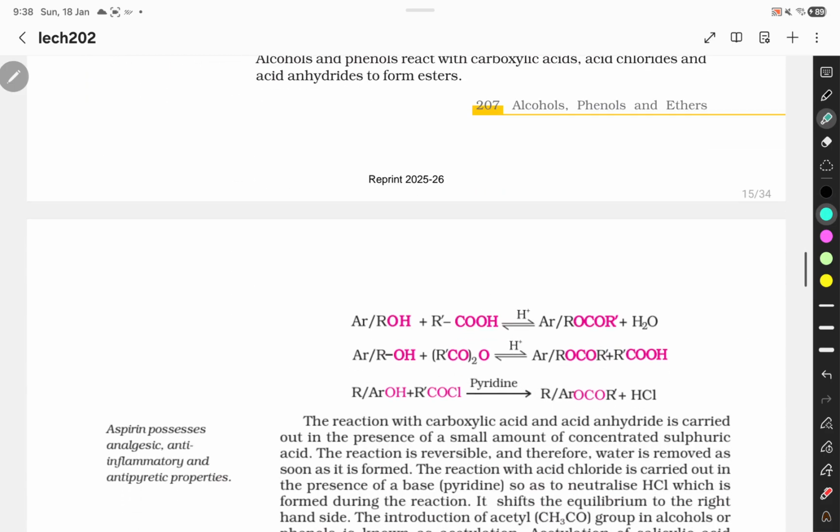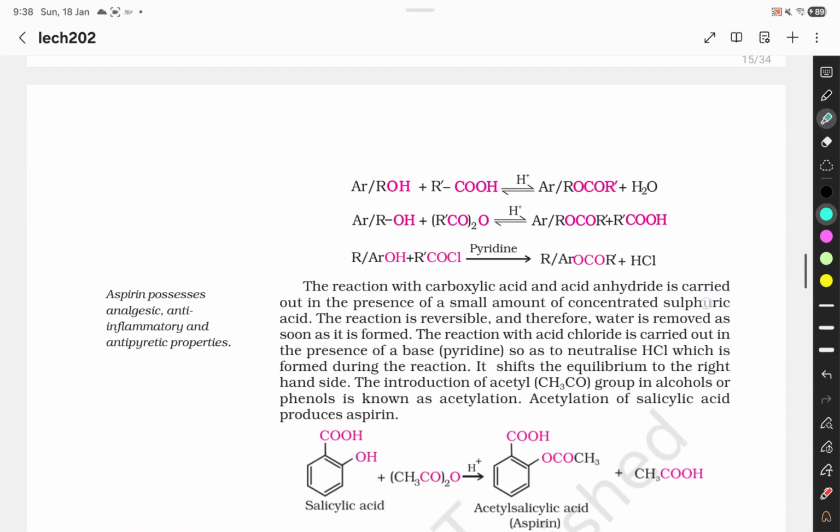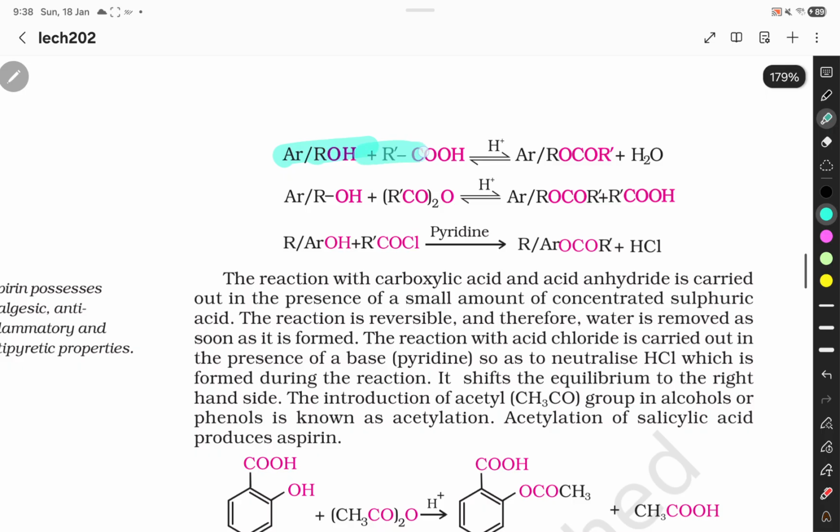So yes. Then esterification, all right. Esterification is very important, and we tend to miss a very important point in this. So obviously we know the basic mechanisms of esterification. It goes in H plus medium and it'll also be reversible. Okay, but this reaction, ArOH with RCOCl forms this ester, right? The reaction with carboxylic acid and acid anhydride is carried out in the presence of a small amount of concentrated sulfuric acid. Reaction is reversible, and therefore water is removed as soon as it's formed. That's why we use the concentrated sulfuric acid.